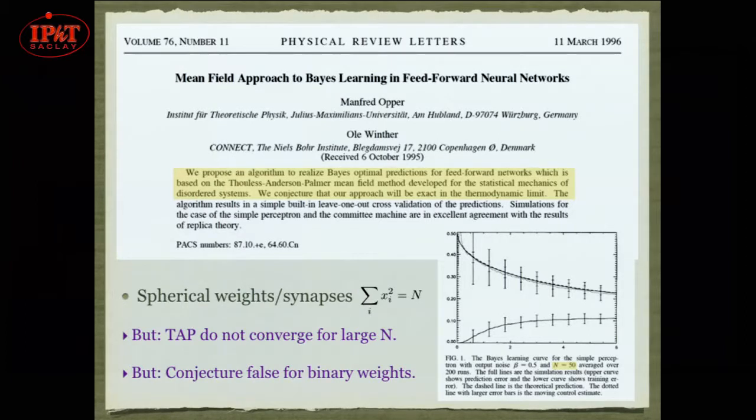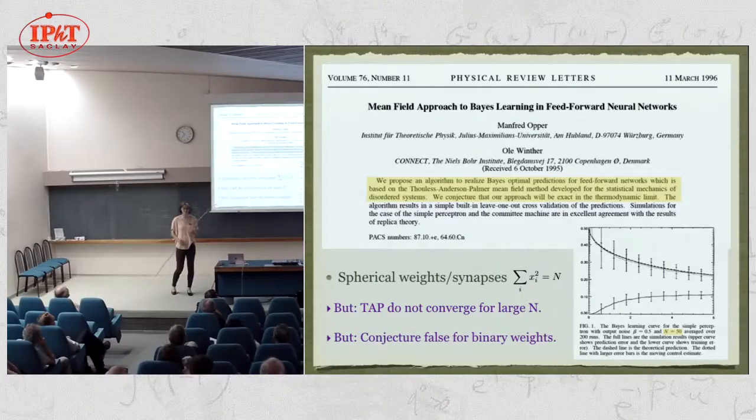At that time, people were also interested in algorithms. Obviously, in machine learning, the biggest question is not what is the best error, but can we actually get the error algorithmically? This paper is maybe less well known, but it's very remarkable, by Manfred Opper and Ole Winther, where they use the Thouless-Anderson-Palmer equations as an algorithm to compute this optimal generalization error in a perceptron with spherical weights.